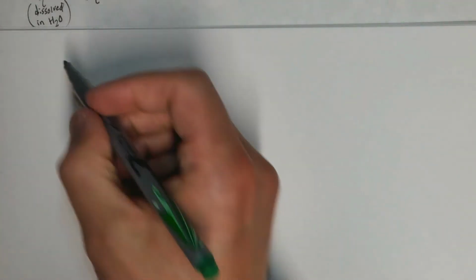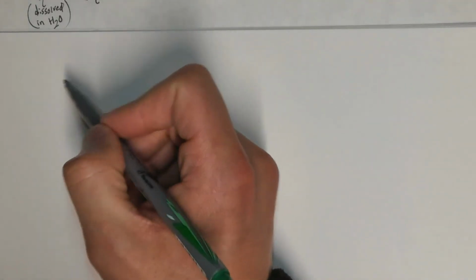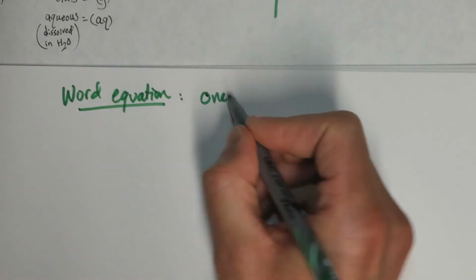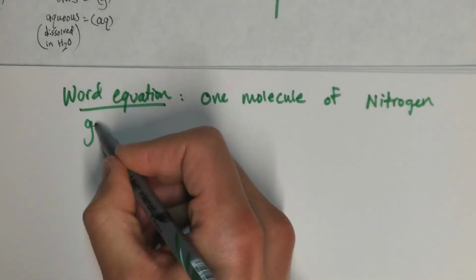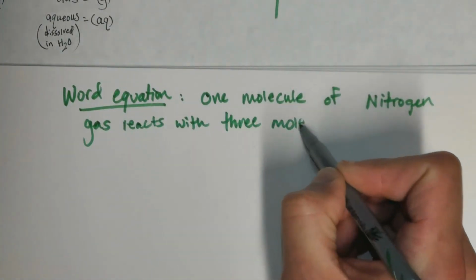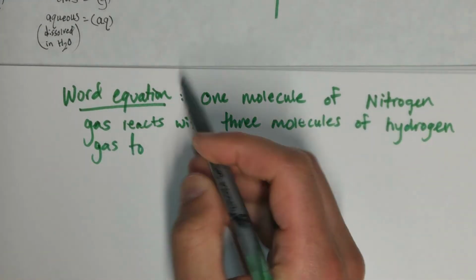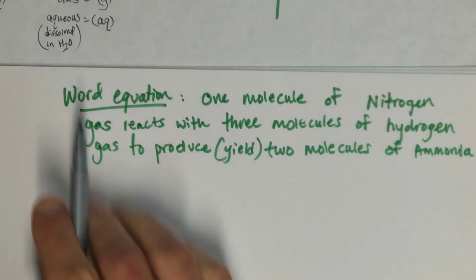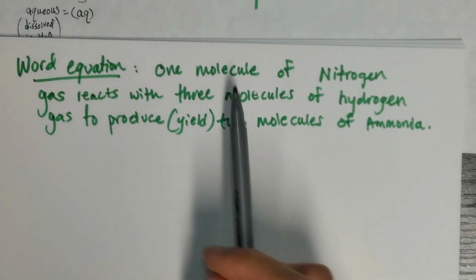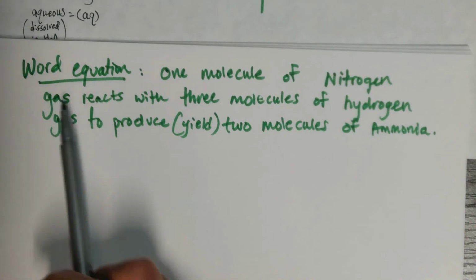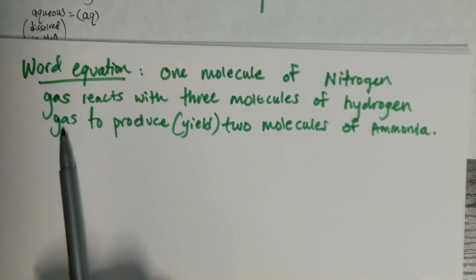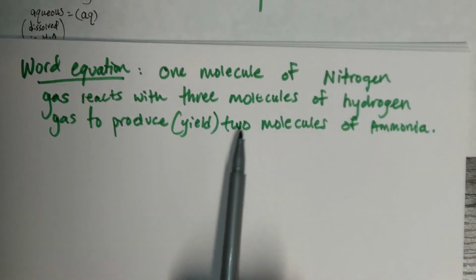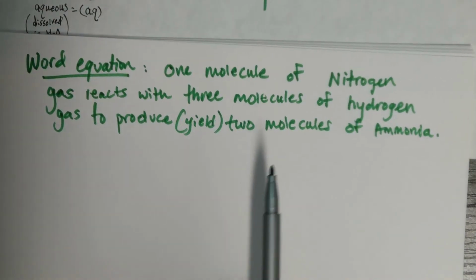Okay, so let's do one other for practice here, and this time we're going to include some sketches of what's going on. Okay, so with this word equation, I have 1 molecule of nitrogen gas reacting with 3 molecules of hydrogen gas to produce, or yield, 2 molecules of ammonia.